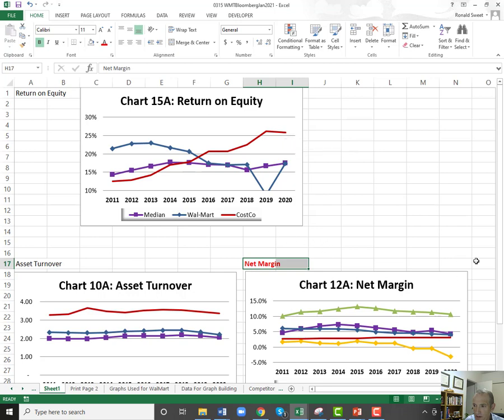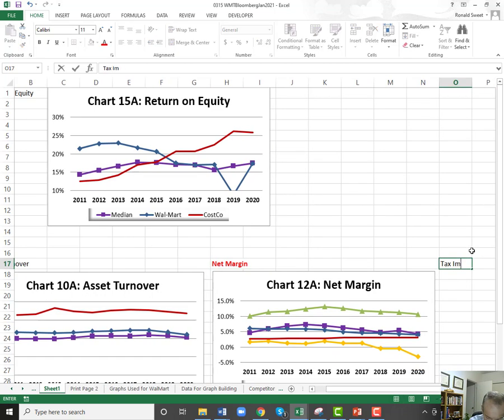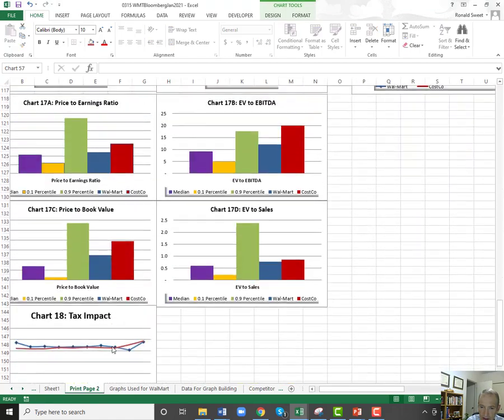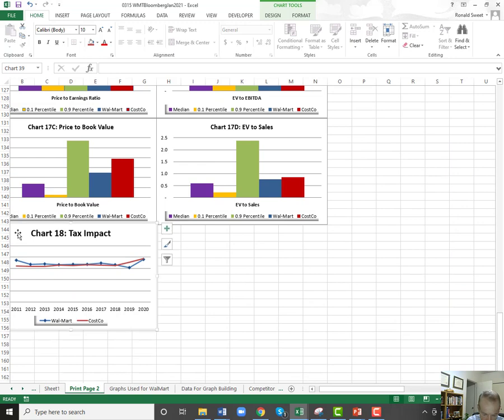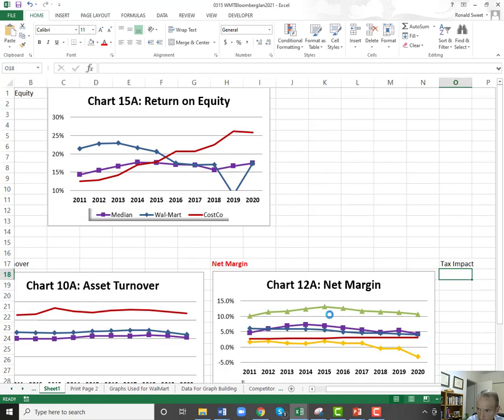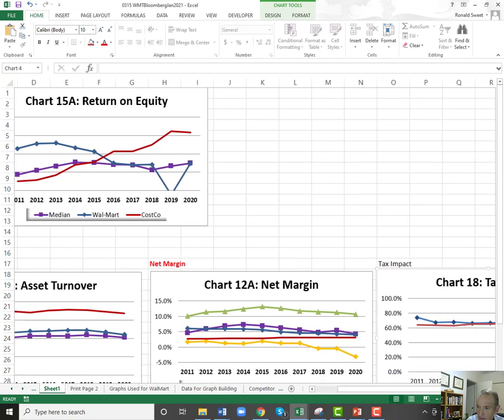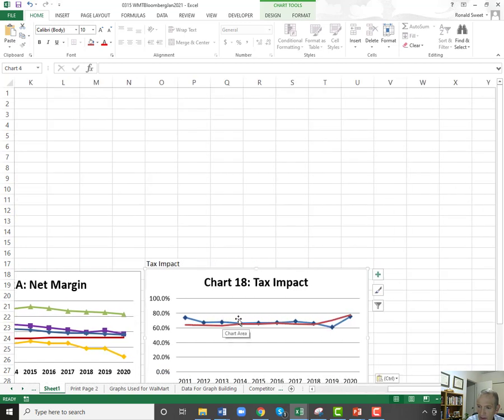All right, what was the next piece? Well, the tax impact. Let's see if there's anything going on there. So I'll go back to print page 2. The very, very last chart you have is the tax impact. Bring that over. And we look at the tax impact. We see both companies are pretty flat. There's been a little bit of increase here at the end. Looks like the taxes do help explain some of this drop and rise.